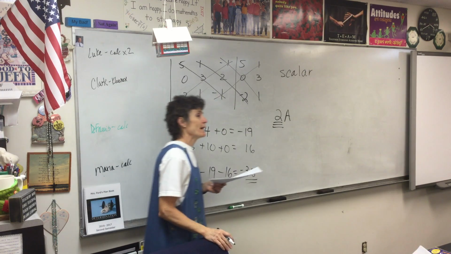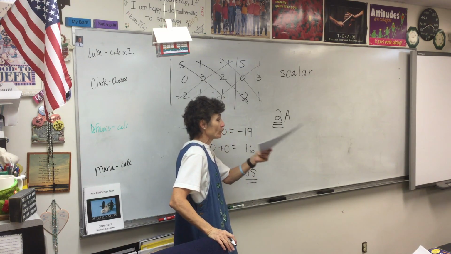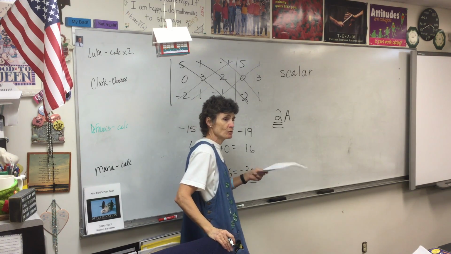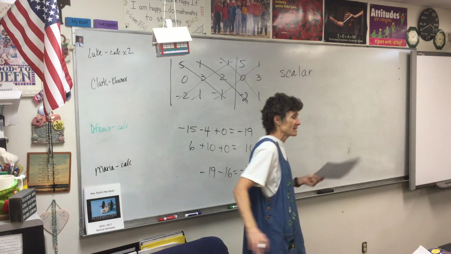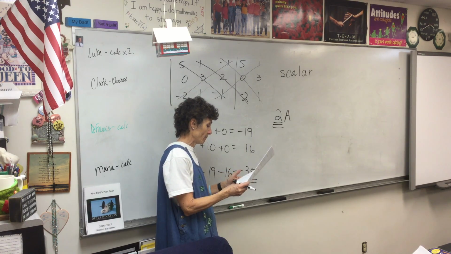What is a square matrix? Same number of rows as columns. So 2 rows, 2 columns. 3 rows, 3 columns. 4 by 4, 5 by 5, 6 by 6. If it has the same number of rows and columns, it is square.